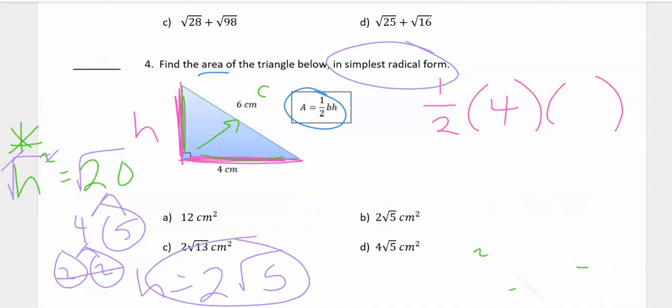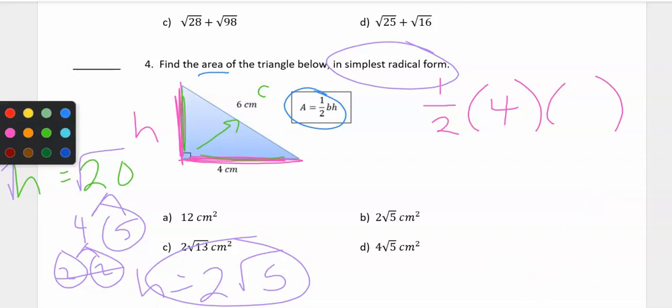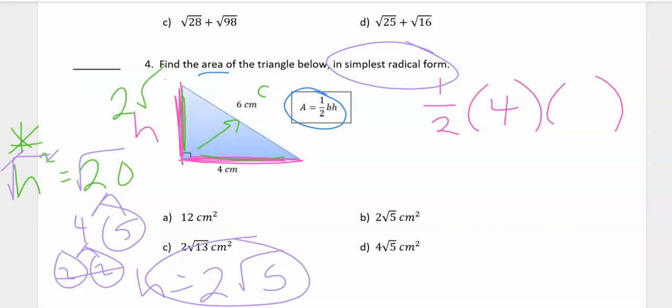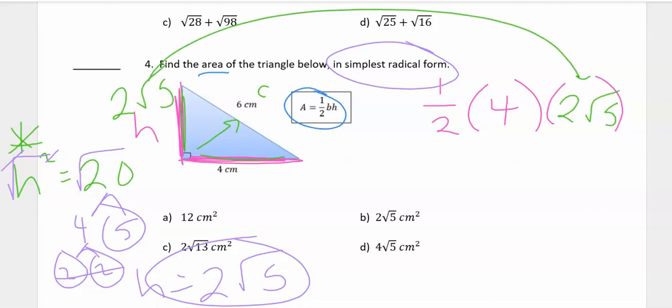Let's get rid of some of this just for the sake of calculating the area. As you can see, this one's kind of a lot of work. It's like a two-step process: find the height, then find the area. So height is 2 radical 5 right here. So that's what I'm going to put here to calculate my area.